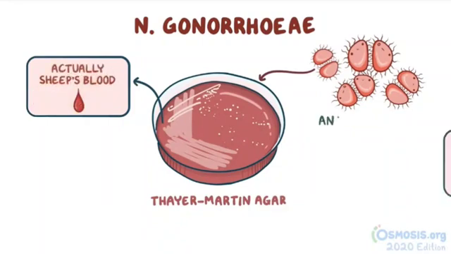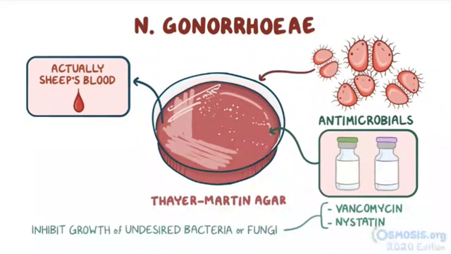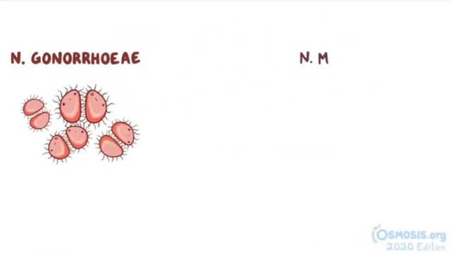N. gonorrheae grows on a special chocolate medium called Thayer-Martin agar, which mainly consists of sheep blood. Yum. Some antimicrobials, like vancomycin and nystatin, are usually added to the Thayer-Martin agar to inhibit the possible growth of undesired bacteria or fungi, and maximize the growth of Neisseria species.